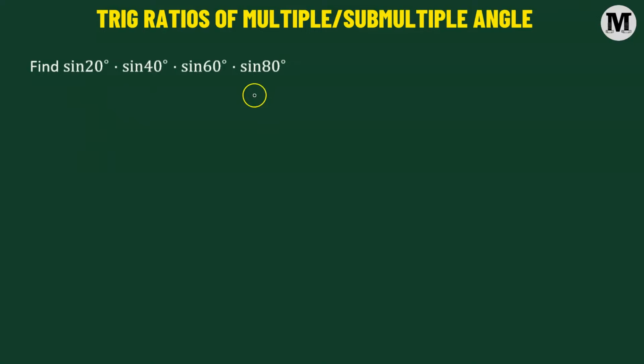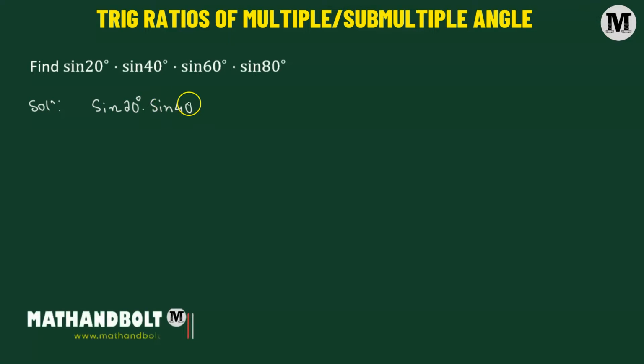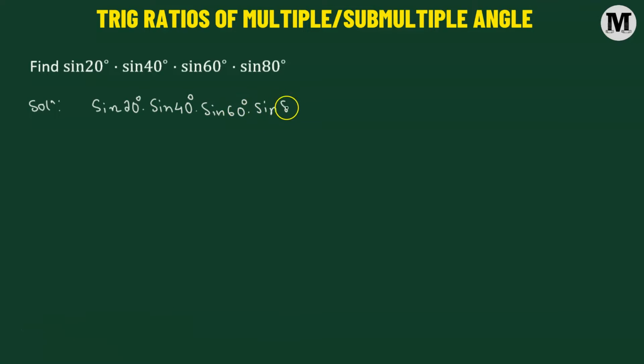We need to find out the value of the given trig expression. Let us begin. So here we are given sine 20 degree multiplied to sine 40 degree times sine 60 degree multiplied to sine 80 degree. Now except for sine 60 degree, we don't know the values of the other sine functions.